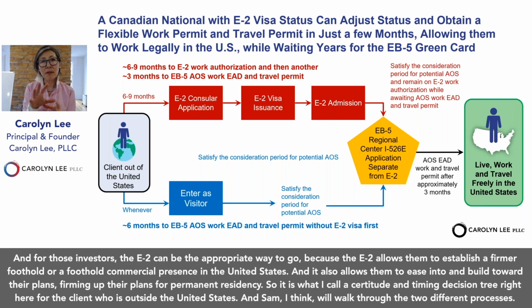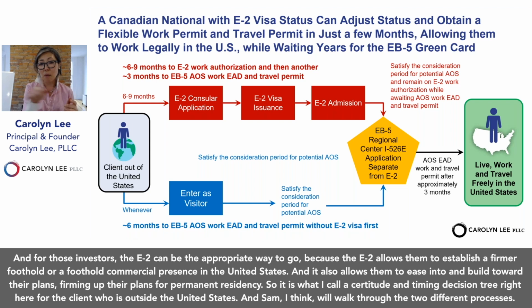And for those investors, the E2 can be the appropriate way to go because the E2 allows them to establish a firmer foothold, a commercial presence in the United States. And it also allows them to ease into and build toward their plans, firming up their plans for permanent residency. So it is what I call a certitude and timing decision tree for the client who's outside the United States.